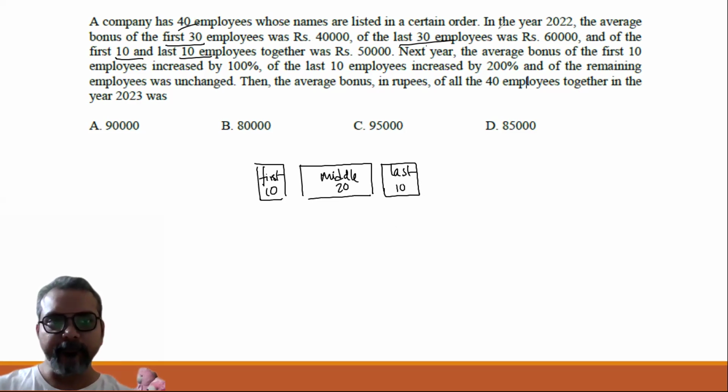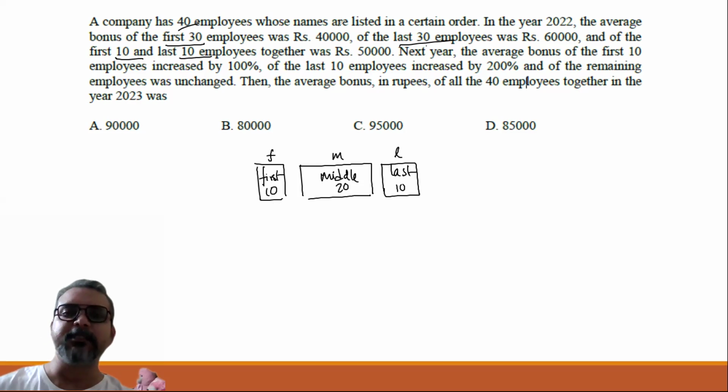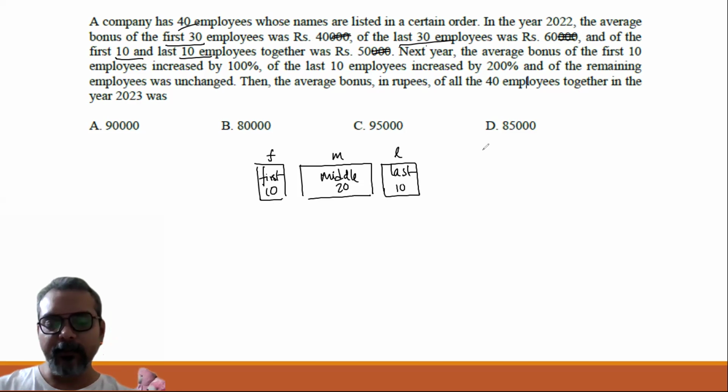Now it's saying that the average of the first 30 employees was 40,000. If I call the first 10 as F, the middle to be M, and the last 10 to be L, then the first 30 employees means you're talking of F and M, 30 people, and their average is 40,000. For simplicity's sake, let us just assume that it is 40 rupees, 50 rupees, and 60 rupees. There's no point keeping all those zeros every time.